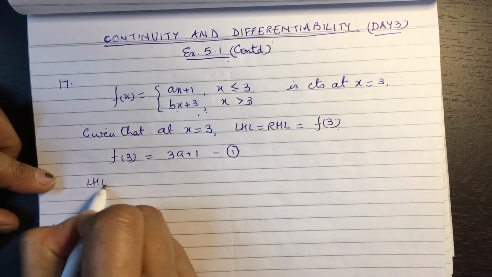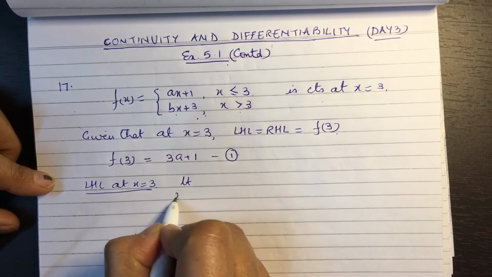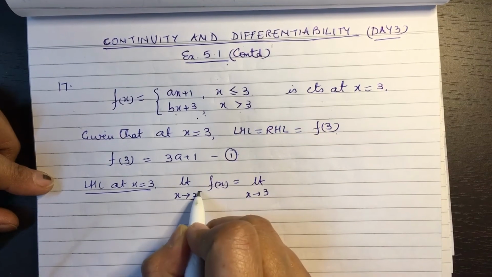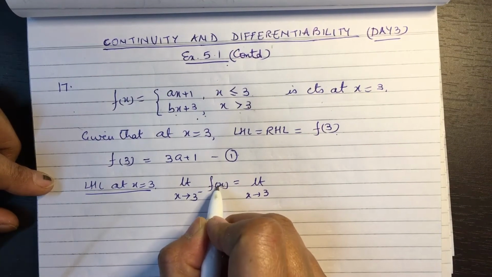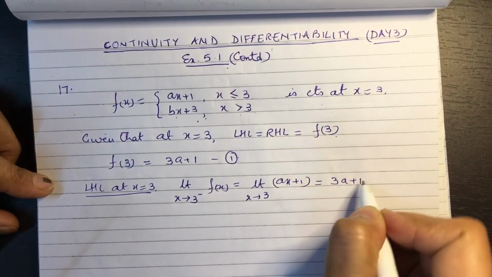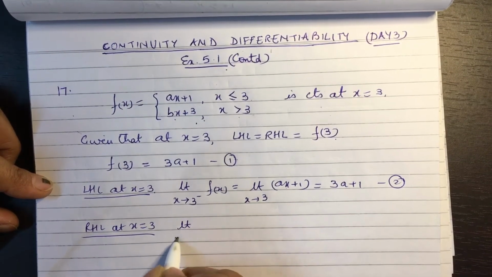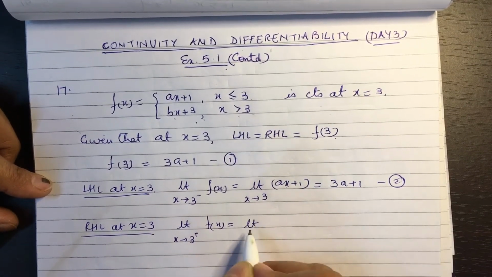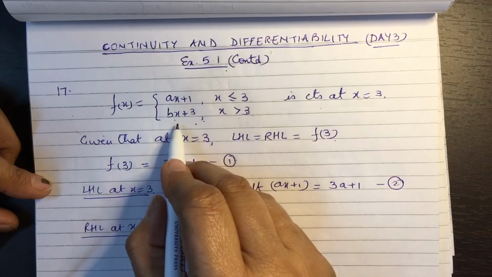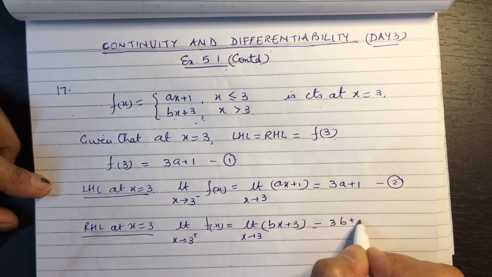Now left hand limit at x equal to 3. So what we have is limit x tending to 3 minus f(x) is equal to limit x tending to 3. You drop this negative sign, replace the definition of the function on the left, which is ax plus 1, which gives you 3a plus 1. And the right hand limit at x equal to 3, limit x tending to 3 plus f(x) is equal to limit x tending to 3. You drop the positive sign, replace f(x) with the definition on the right, which says bx plus 3. Substituting, we get 3b plus 3.